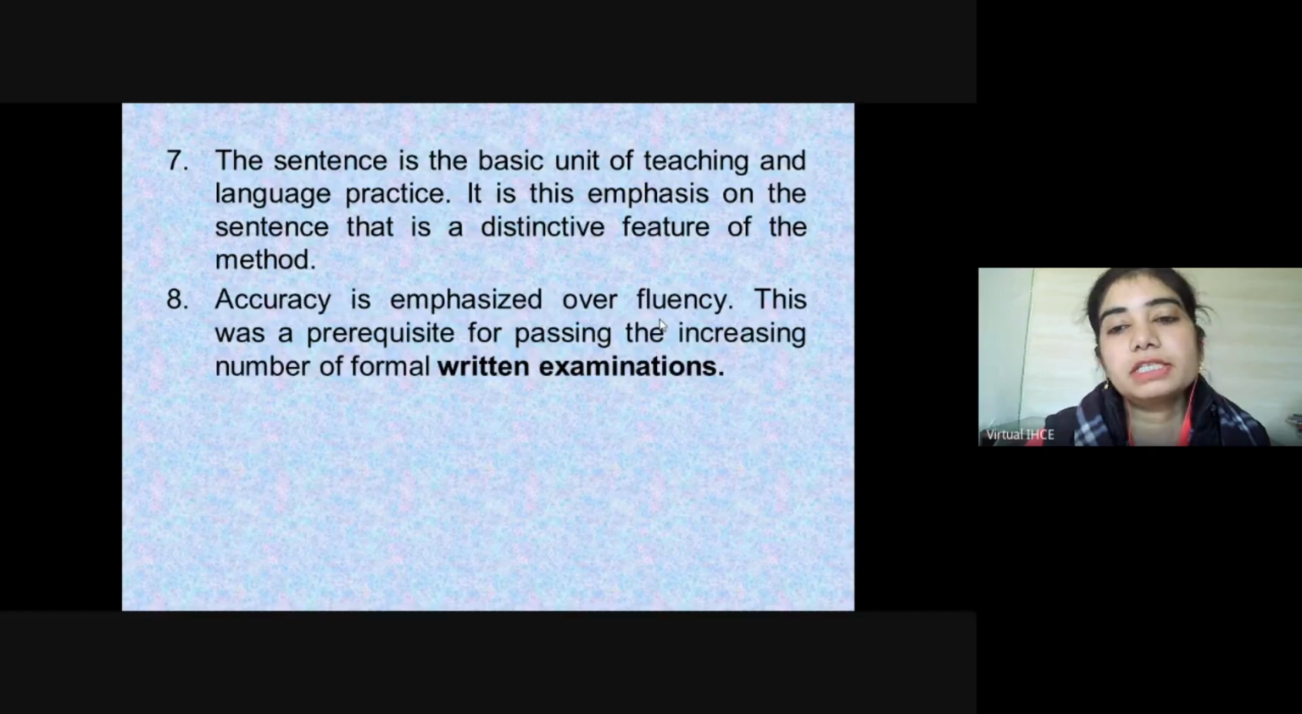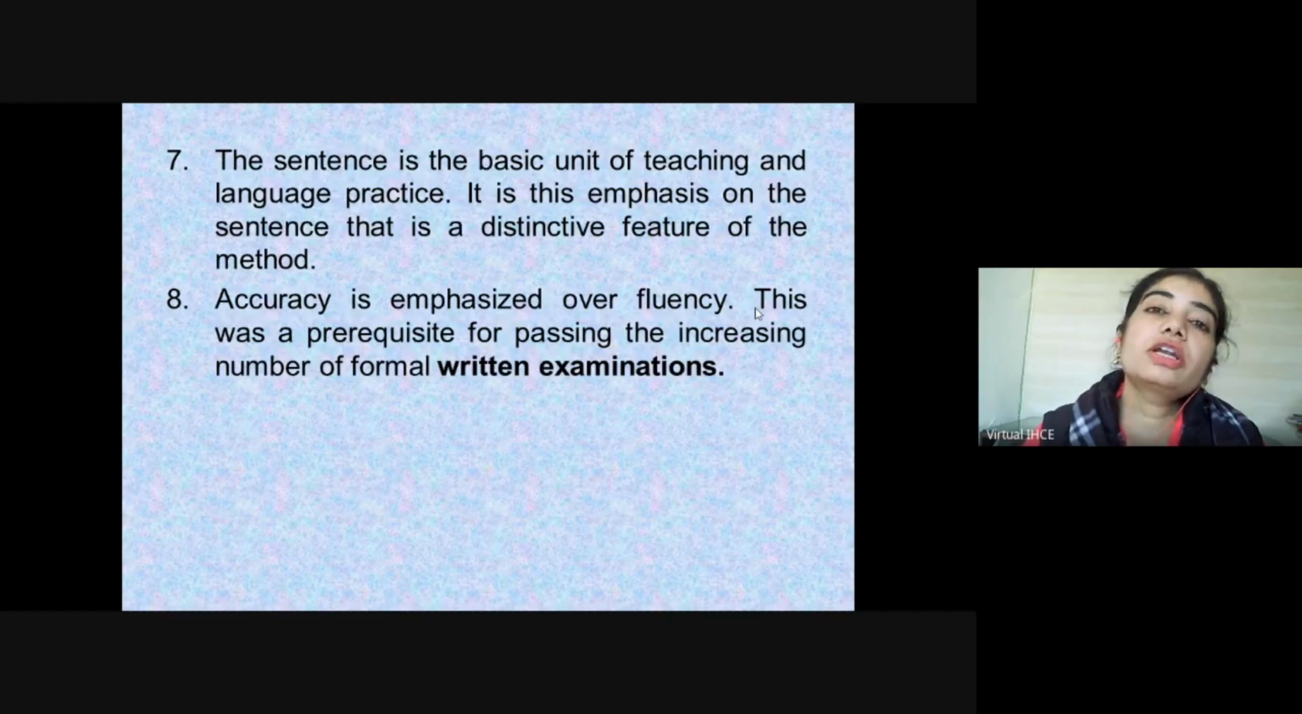Accuracy is emphasized over fluency. So accuracy in writing, accuracy in reading is more emphasized, is given more importance than fluency of speech. Speech is not given much importance. Accuracy, correctness of spelling, whether it is correct or not, that is given more importance. How to write correct spelling, how to write properly, that is given more importance. But how to speak the language fluently, how to acquire proficiency in the language skills, that is not taught in the grammar translation method.